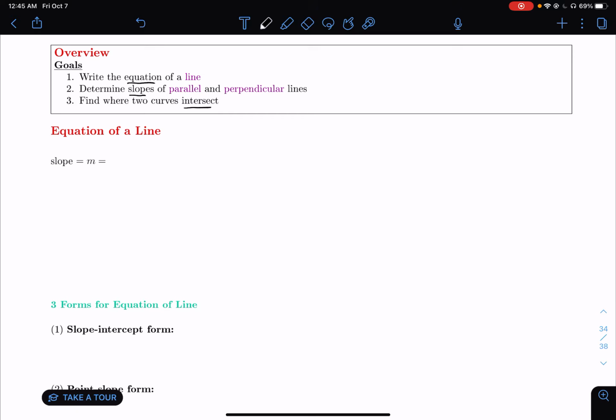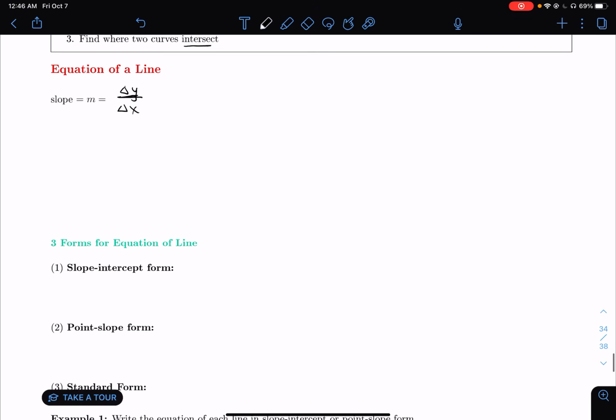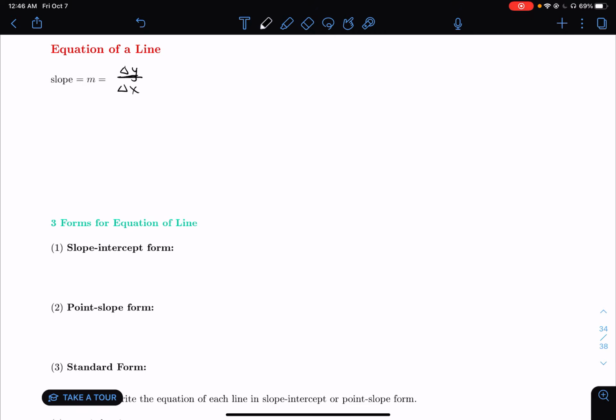Remember, the slope of a line, which we call m, is the rise over run, or sometimes we indicate that as change in y over change in x. This triangle symbol is delta, a Greek letter, and that means change in. So change in y over change in x. There are three common forms for the equation of a line.